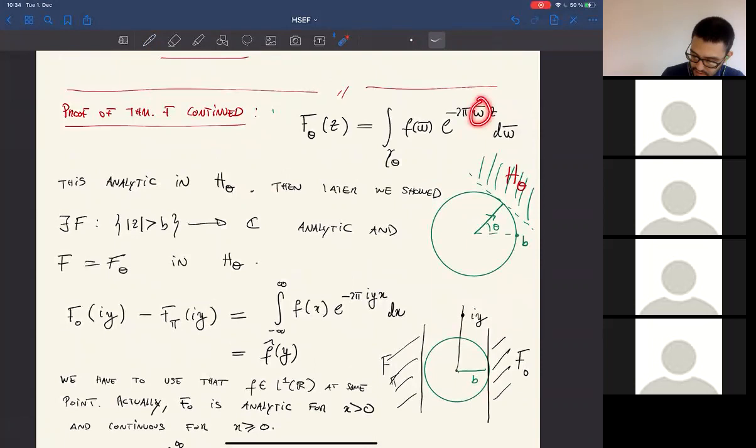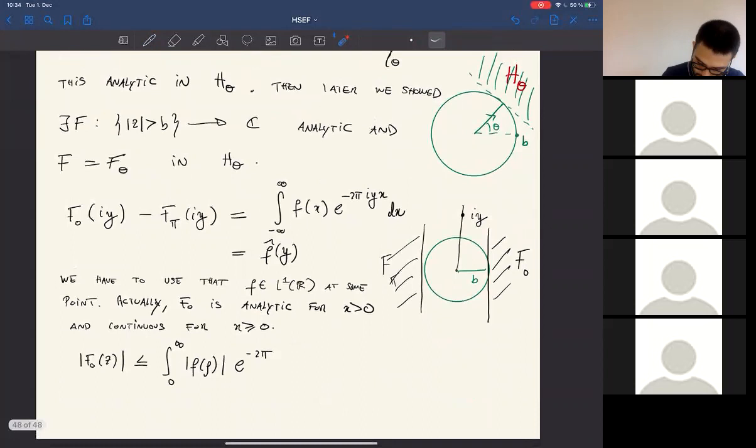I'll have to take the real part of this, so this would be just x. Not d t, sorry. Okay. Well, but f is L1, okay? In particular bounded. So this would converge. This would be finite, okay? And moreover, when x goes to zero, this will converge to the integral of f on the right-hand side, on the positive axis, which is finite because f is L1. So that shows the continuity part as well, okay?